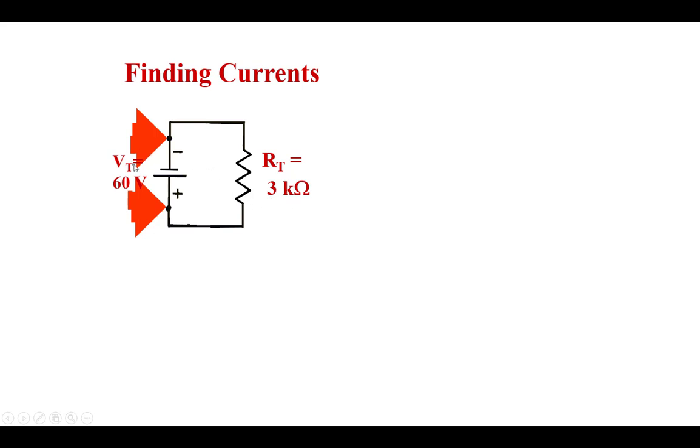We want to find the current. So VT is 60 volts. The total current is simply going to be the 60 volts divided by the 3K. 20 milliamps.